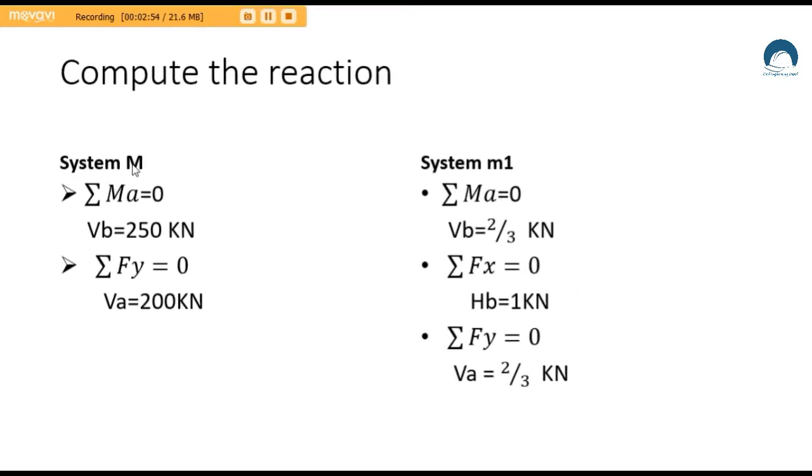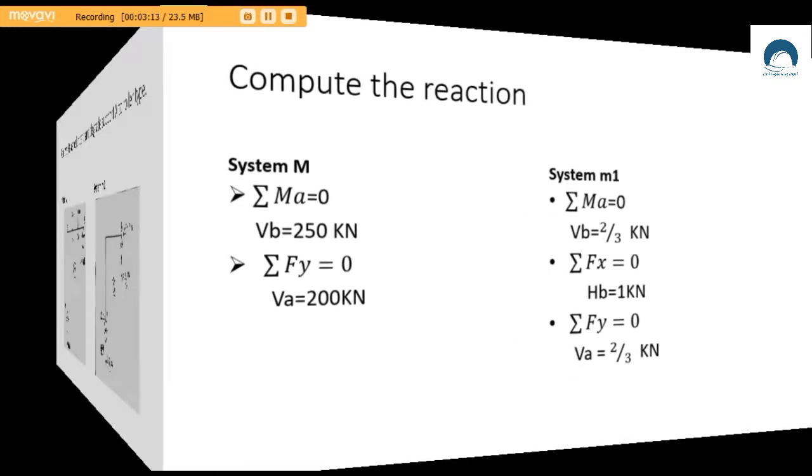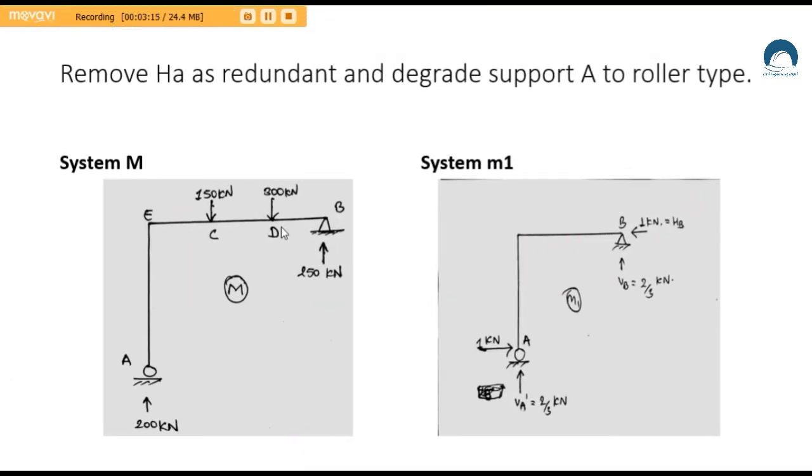To compute the reaction forces at real system M, we take the moment about point A equals to 0, and after that, one unknown reaction can be calculated by taking the vertical upward forces sum equal to 0. That is, taking moment about point A, we get the value of VB, and from this reaction we can calculate the vertical reaction at A by taking the sum of vertical forces equal to 0.